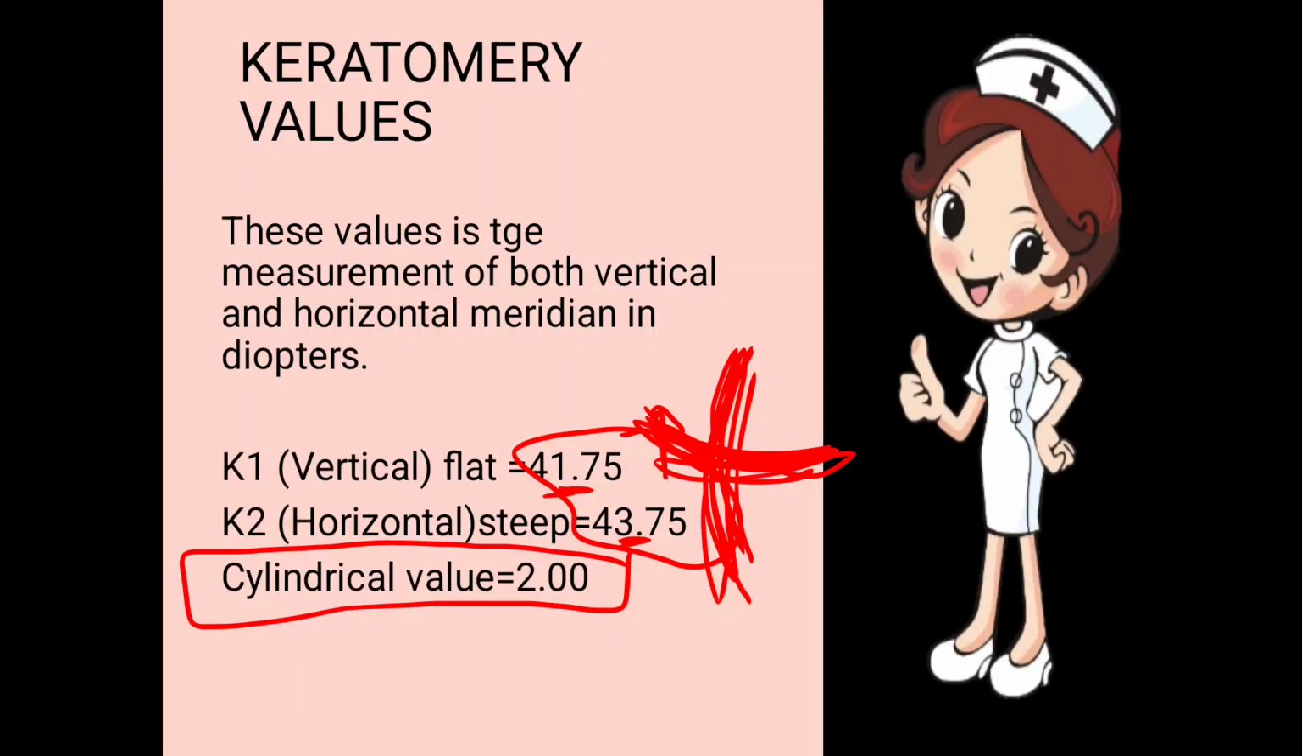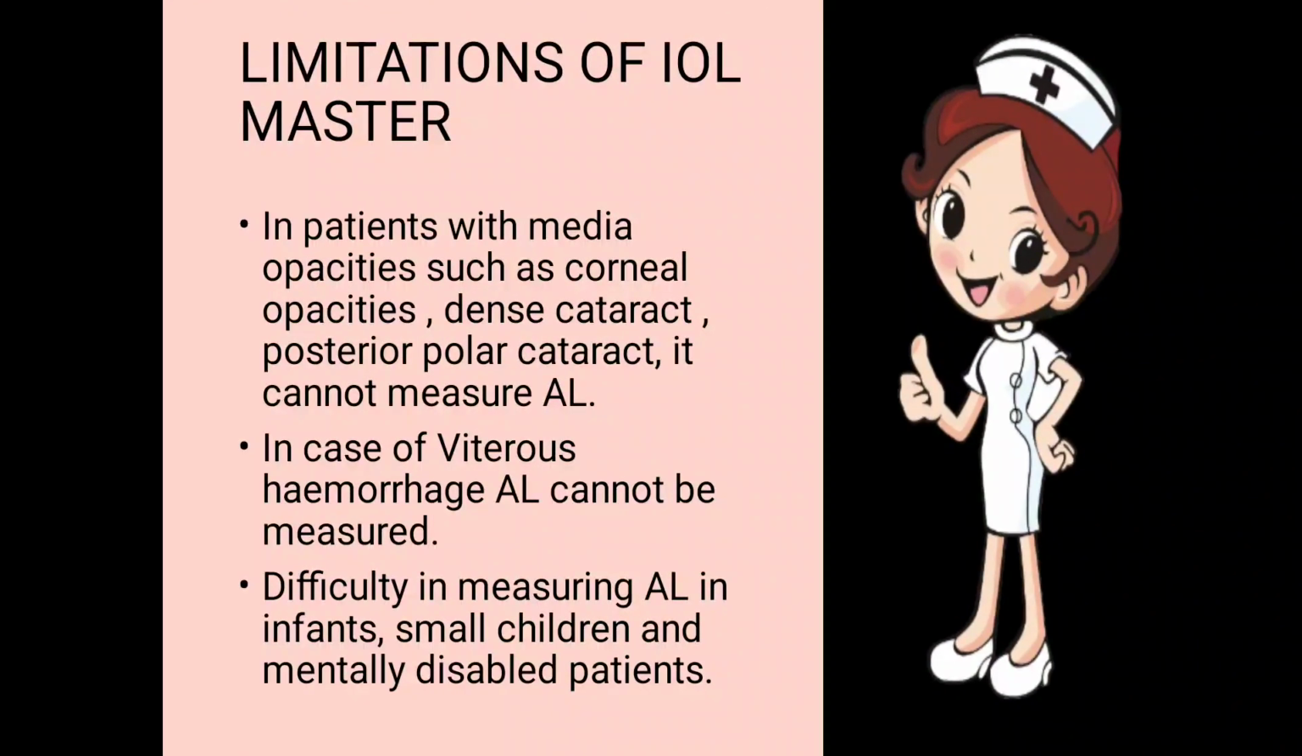This was the keratometry values which give the horizontal as well as vertical meridian of the cornea in diopters. Next one, limitations of IOL Master. Now, IOL Master can do the biometry and calculate the IOL power very accurately, but it also has limitations, as well as it also gives a lot of values to us in addition.